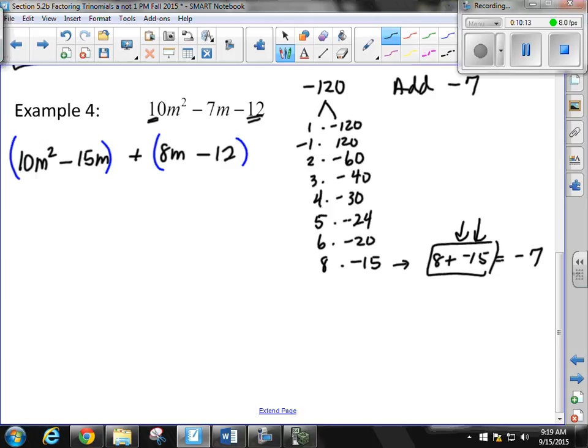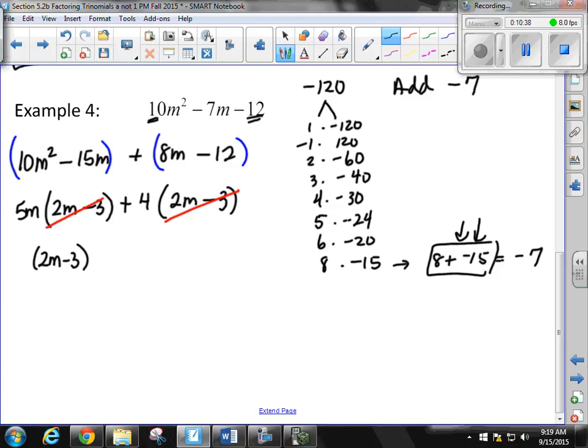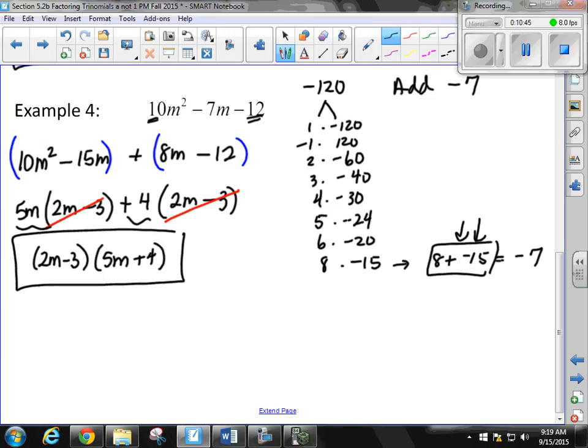10m squared and 15m have 5m in common. If I factor that out, I'm left with 2m minus 3 plus. 8 and 12 have a common factor of 4. If I factor that out, I have 2m minus 3. My parentheses here now are exactly the same, so the common factor is 2m minus 3. And what I'm left with is 5m plus 4. And my polynomial is factored.